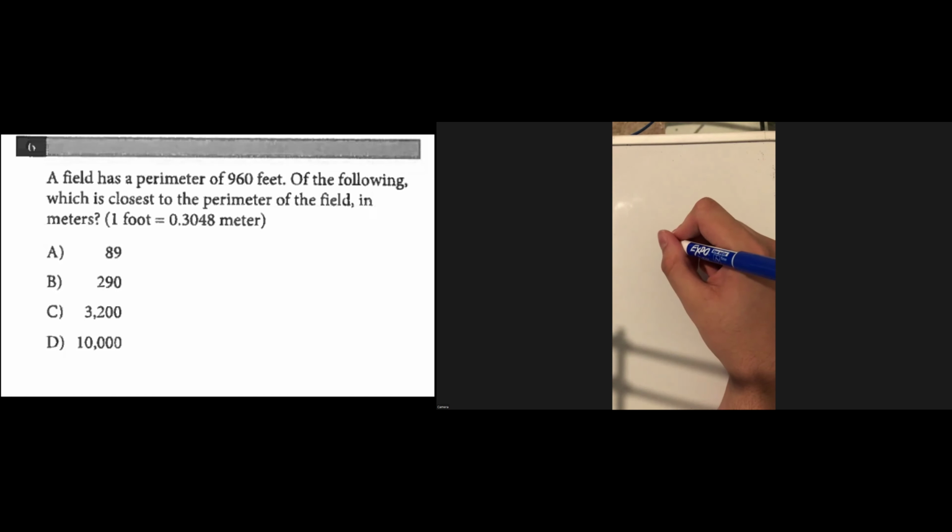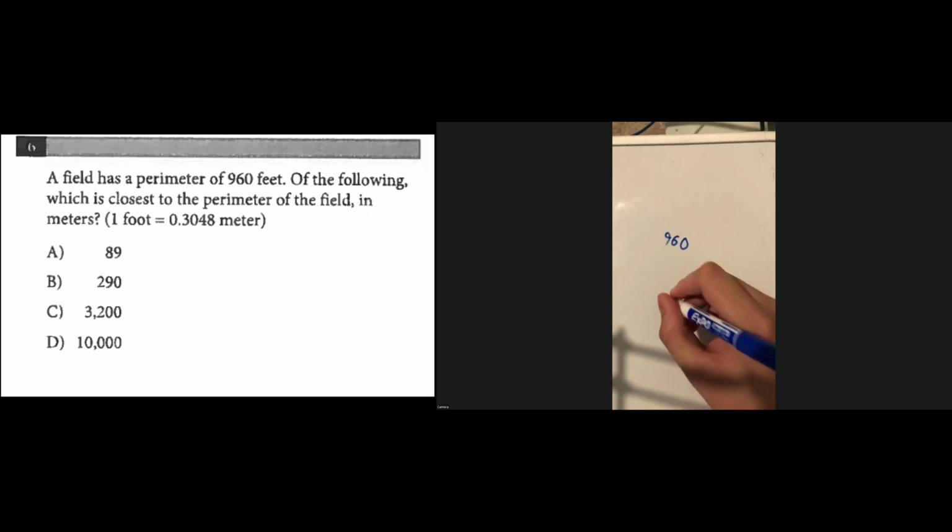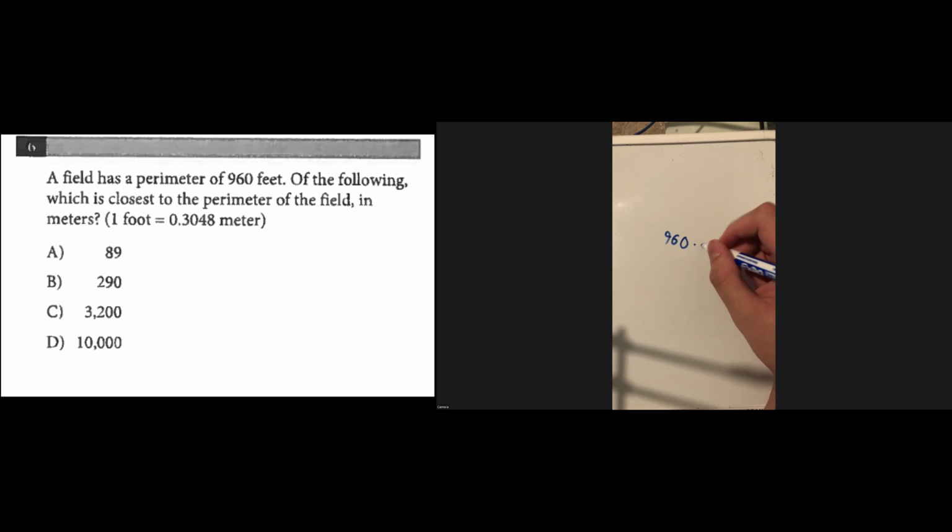Okay, so for this question, we're given that the perimeter is 960 feet, and we're told that 1 foot is 0.3048 meters. So we just have to multiply 960 by that conversion factor. So 960 times 0.3048 is 292.6. So the correct answer here is answer B.